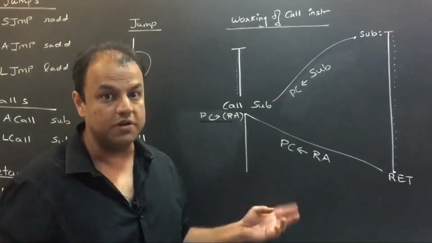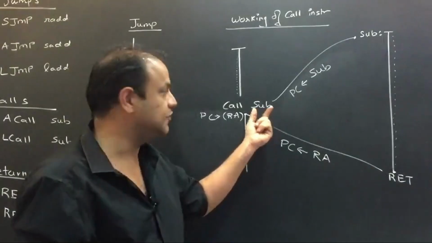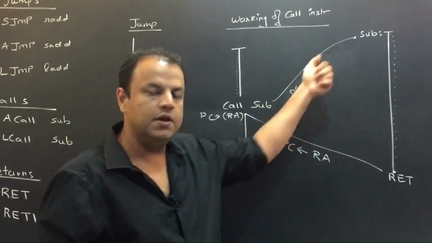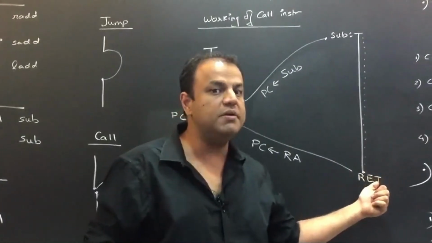We have not just written call. We have said call subroutine. When you write subroutine, basically the assembler will substitute the address. That address will be put into PC. Program will go to the subroutine. Again, to come from here to here, there is no big deal. Just go on incrementing PC.